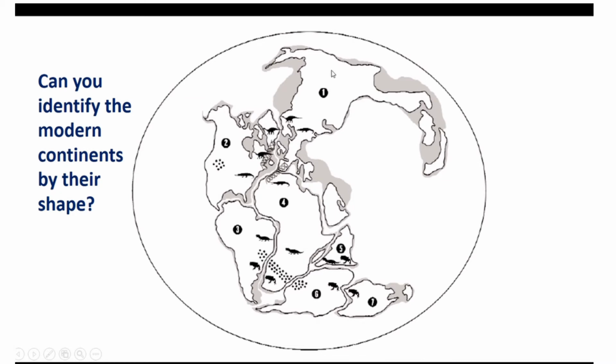Here's a map of the way the continents used to be millions of years ago, which is a big giant continent called Pangaea. Okay, so Pangaea is this continent where they were all either very close or actually linked together.